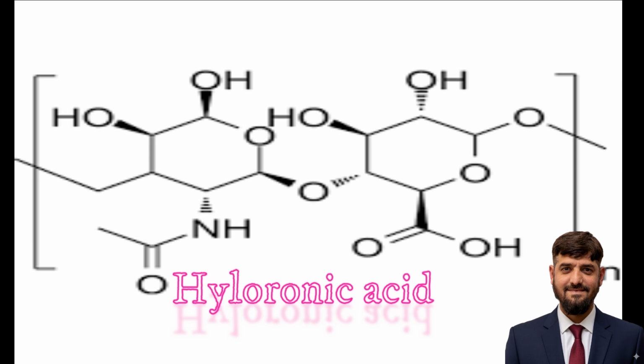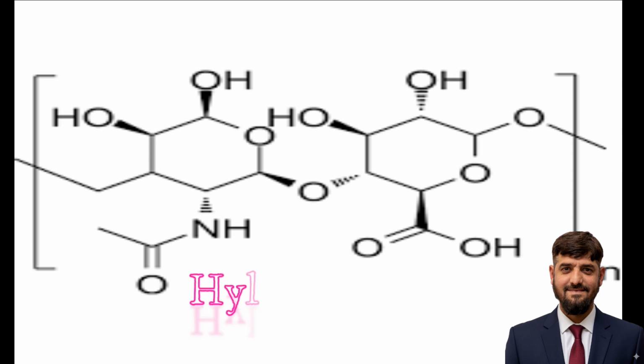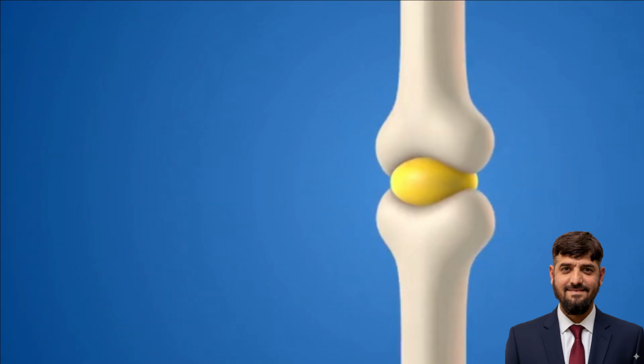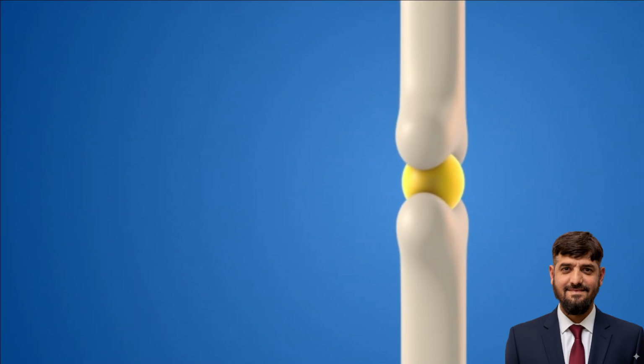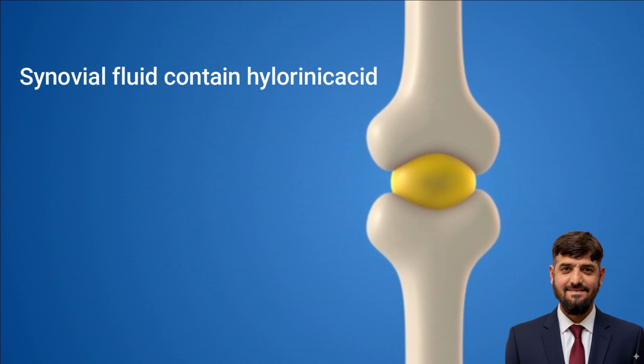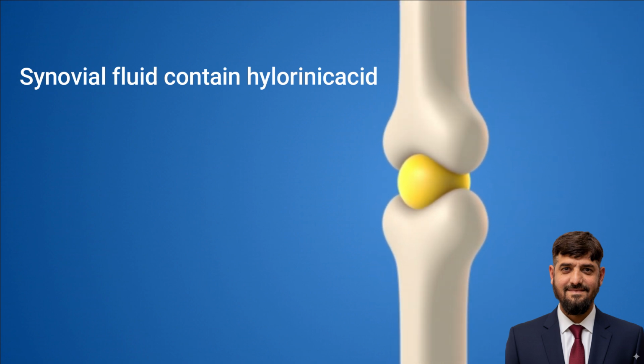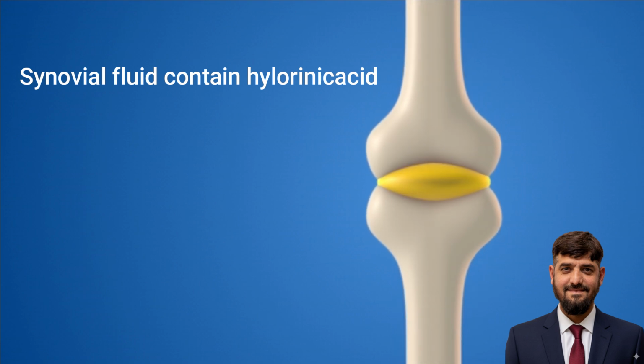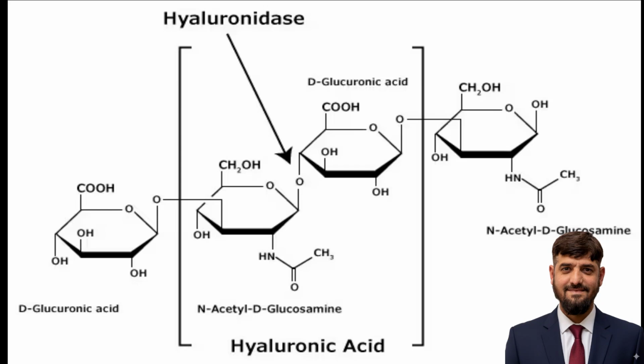because it is not sulfated and does not attach directly to a core protein. It is composed of repeating units of glucuronic acid and N-acetyl glucosamine. Hyaluronic acid is a major component of synovial fluid where it acts as a lubricant, and it also contributes to the viscosity of connective tissue ground substances. Excess hyaluronic acid can be broken down by the enzyme hyaluronidase.